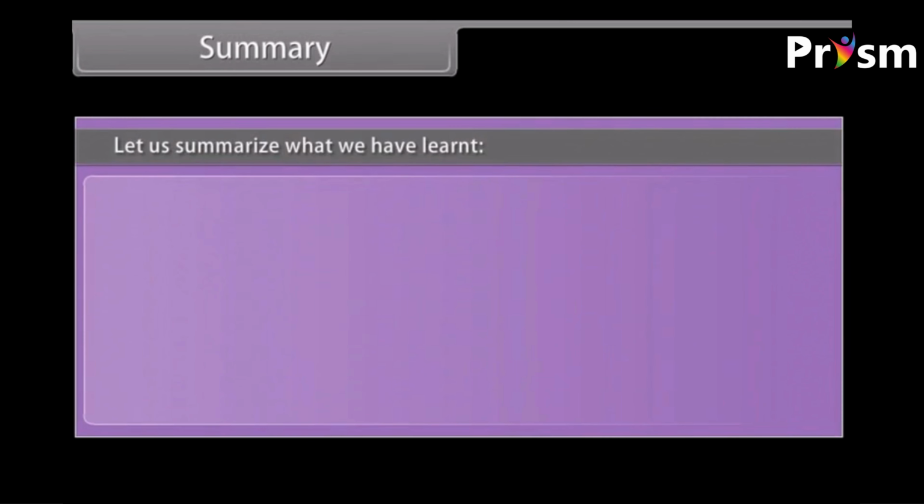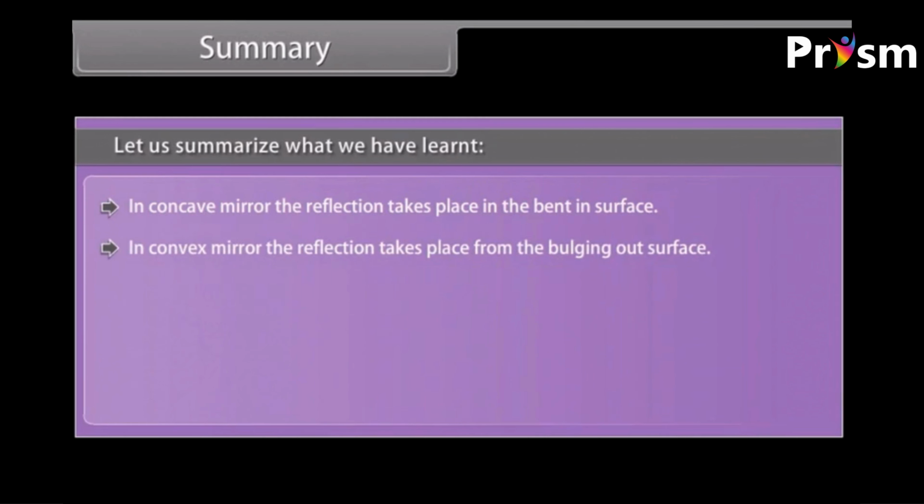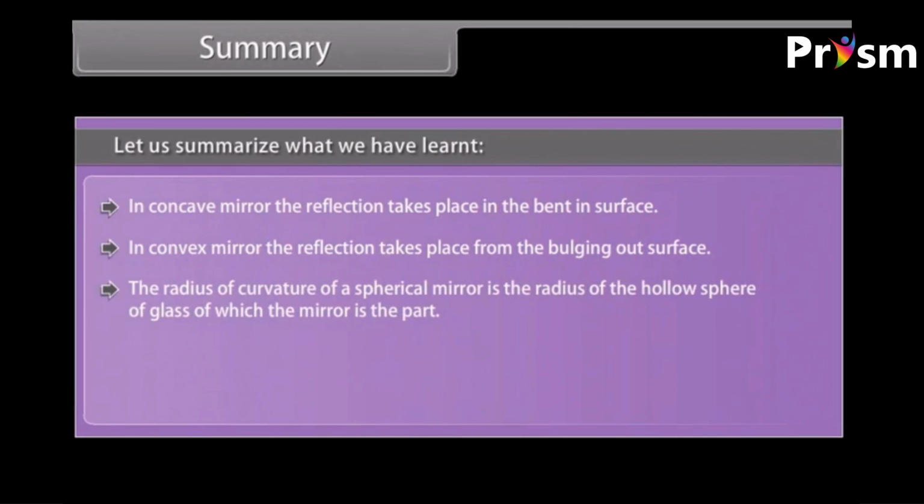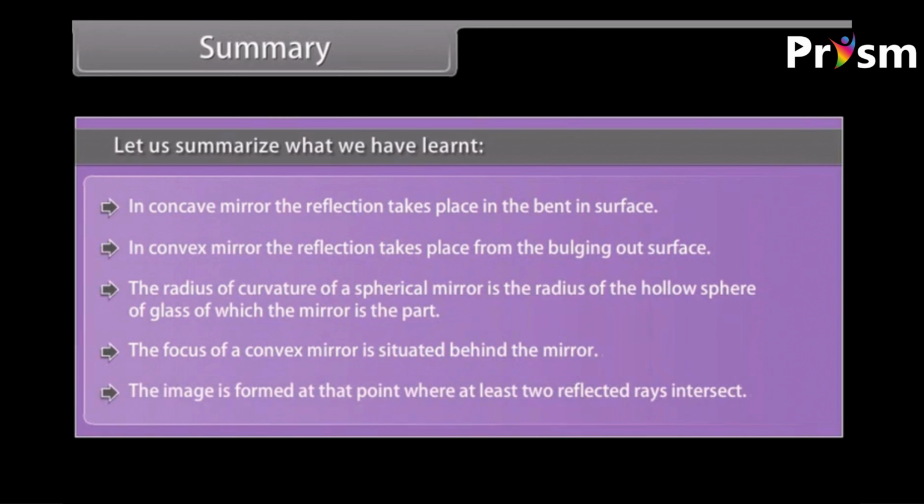Summary. Let us summarize what we have learned. In a concave mirror, the reflection takes place at the bent-in surface. In a convex mirror, the reflection takes place from the bulging out surface. The radius of curvature of a spherical mirror is the radius of the hollow sphere of glass of which the mirror is a part. The focus of a convex mirror is situated behind the mirror. The image is formed at that point where at least two reflected rays intersect.